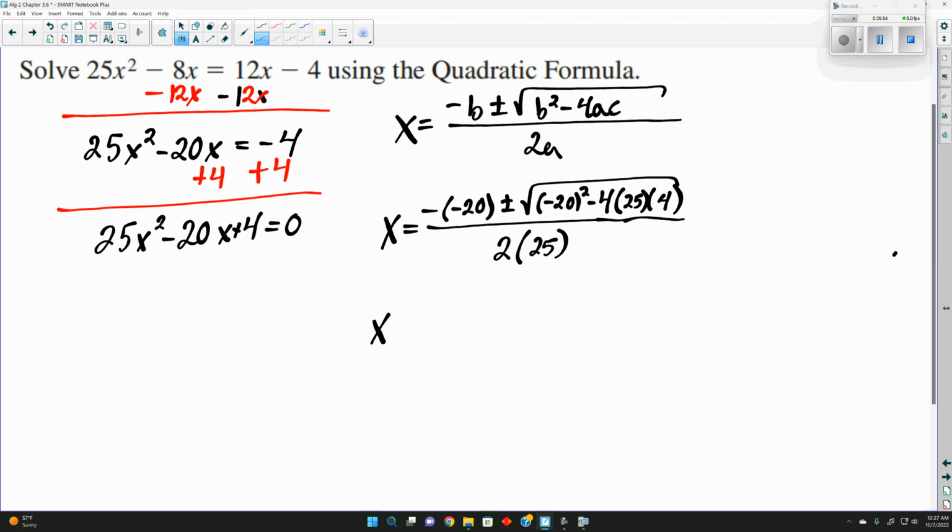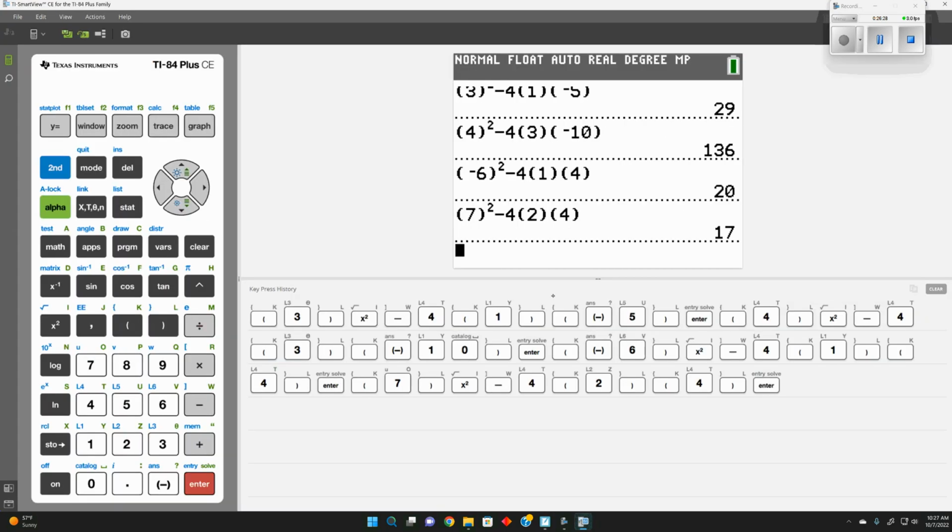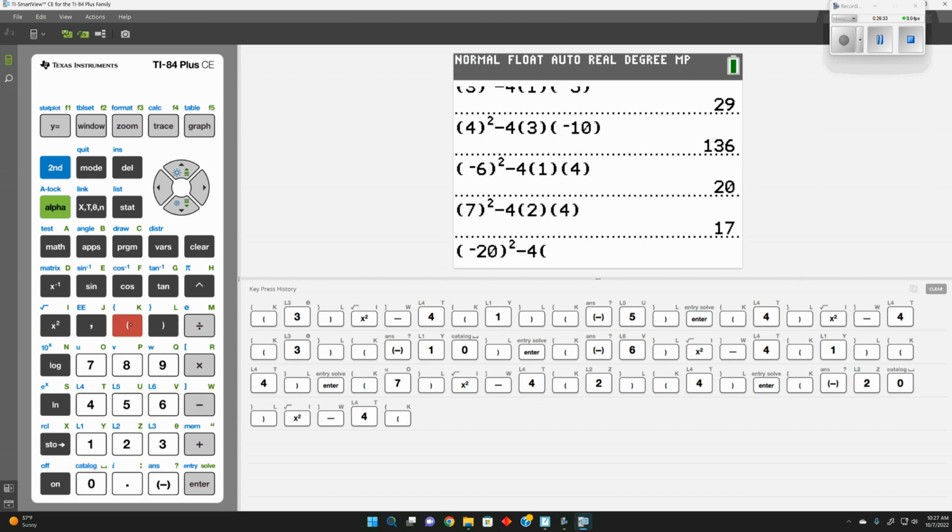Okay, now we do need to simplify. Well, negative 20 is just 20. The denominator, 2 times 25 is 50, plus or minus. Now our next part is going to be to plug in everything inside the square root. So we would have parentheses negative 20 squared minus 4 times 25 times 4. So negative 20 squared minus 4 times 5 times 4, yes?